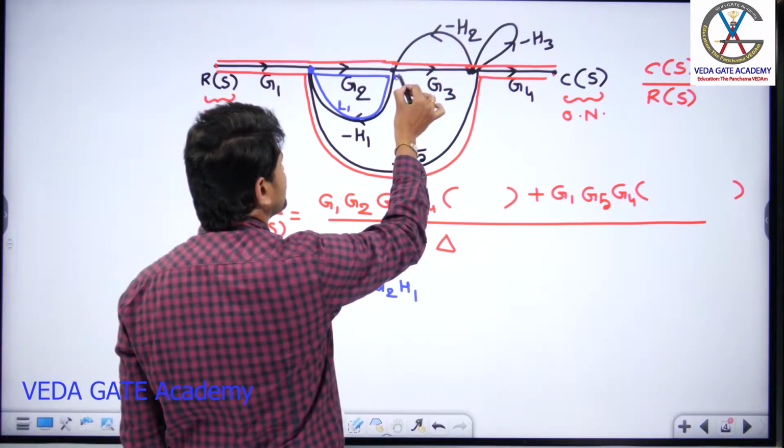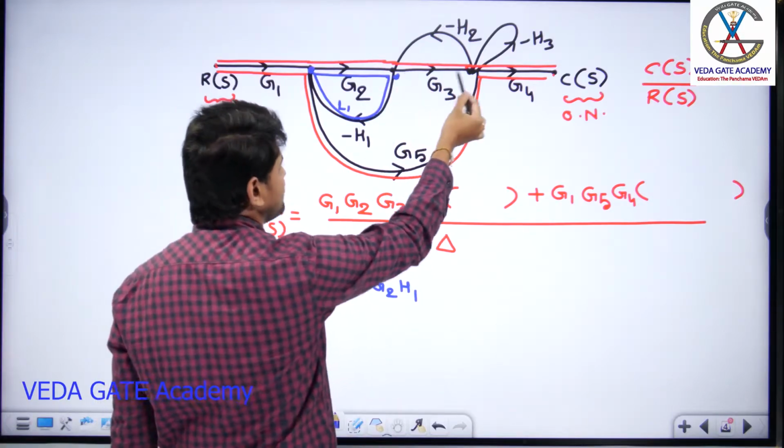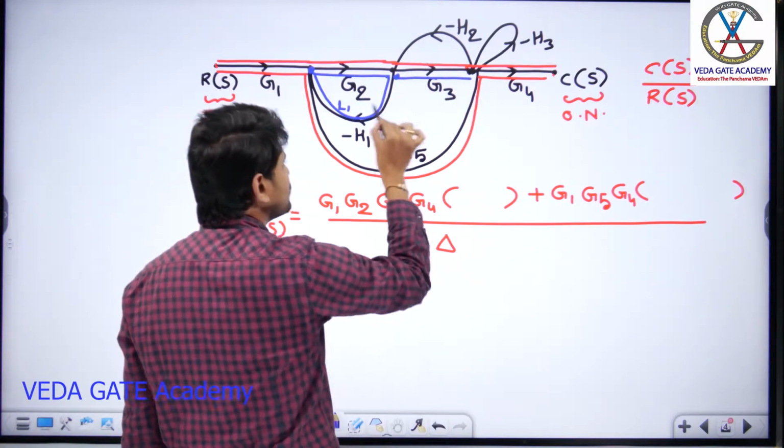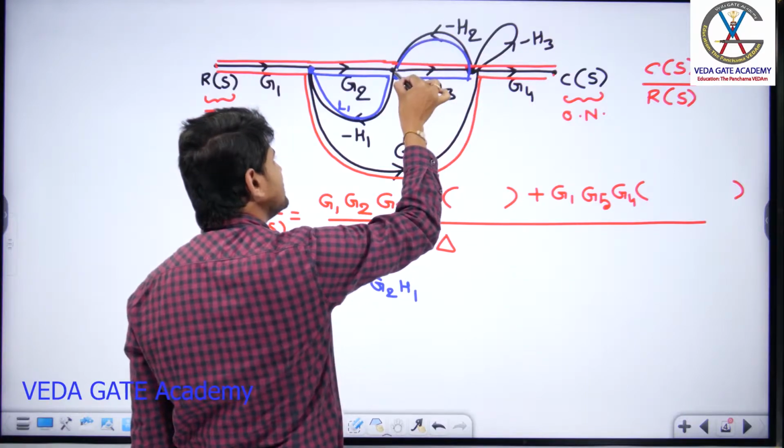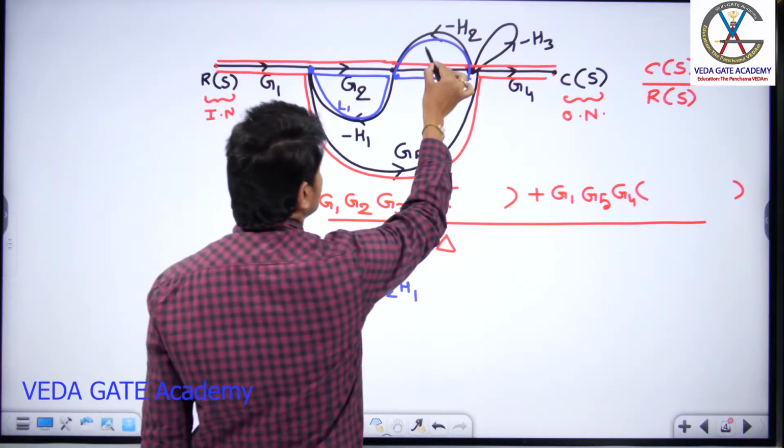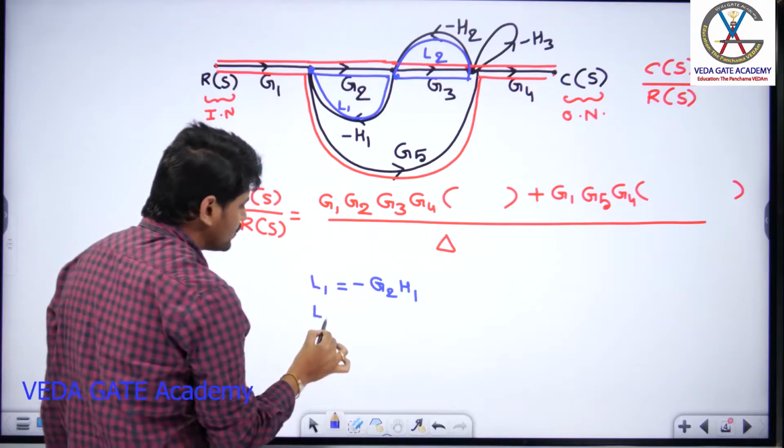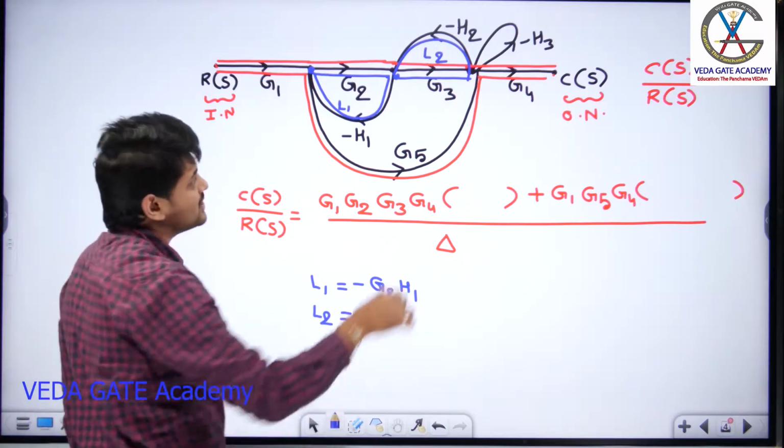Suppose I start from this particular node, I can travel in this forward way in this fashion. And in order to reach the same point, I will travel in this direction, right? So this is considered a loop L2. Here, if you try to see the gain of the second loop, can you tell me what is the gain of the second loop?